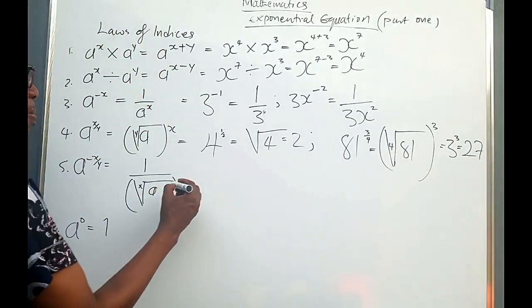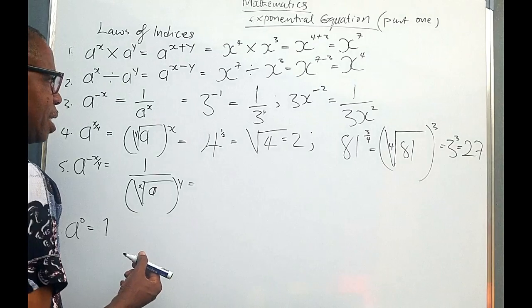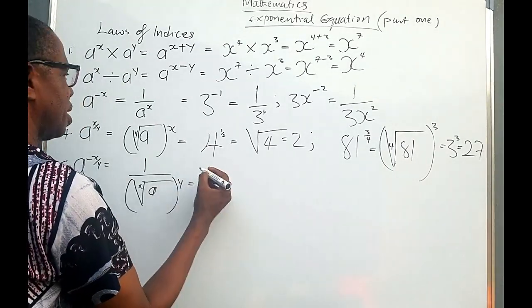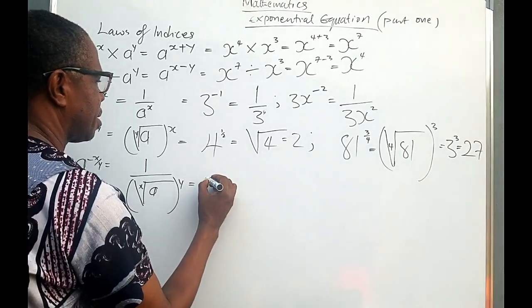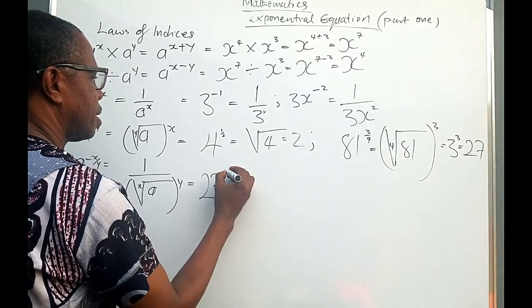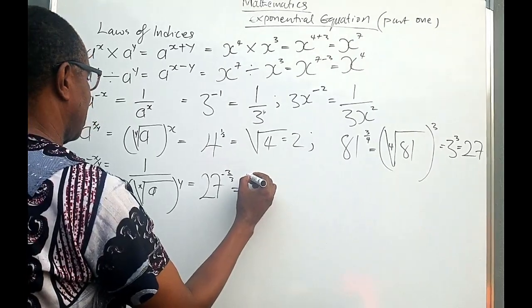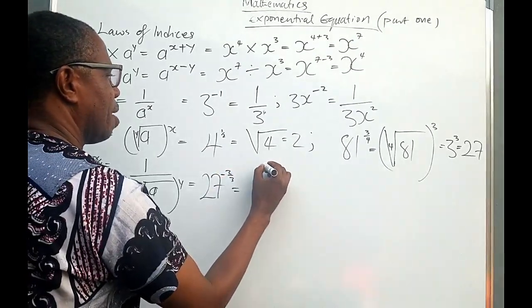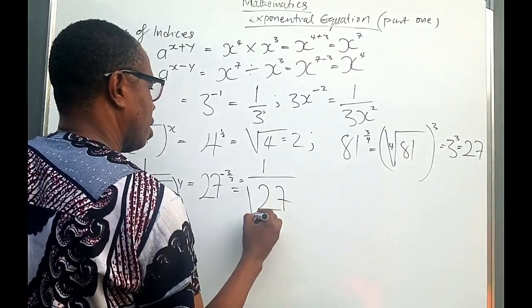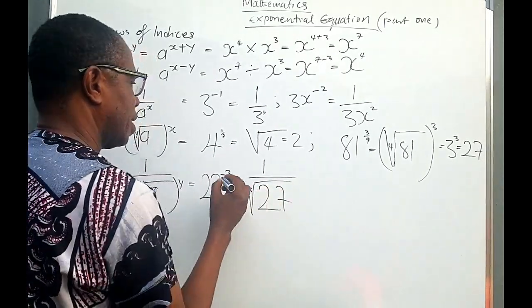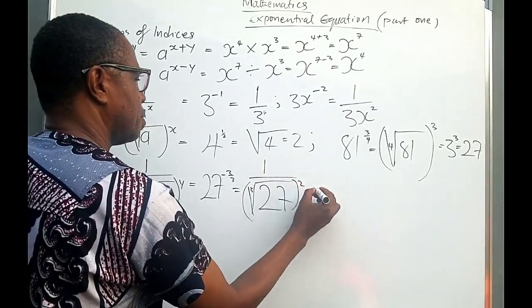Now, you might also have a case of x raised to the power minus x over y, another case of an inverse situation. Now let's take an example. If I have, for instance, 27 raised to the power minus 2 over 3, because of this minus sign here, I will now say 1 over the third root, I'll put the 3 here, of 27 all raised to the power 2.